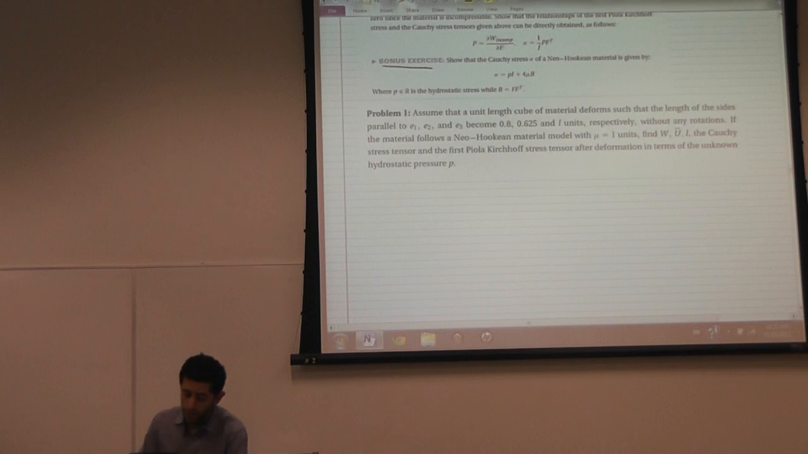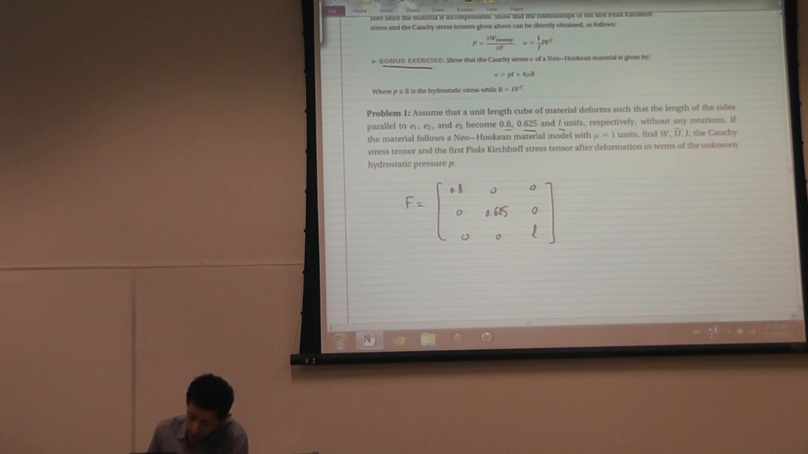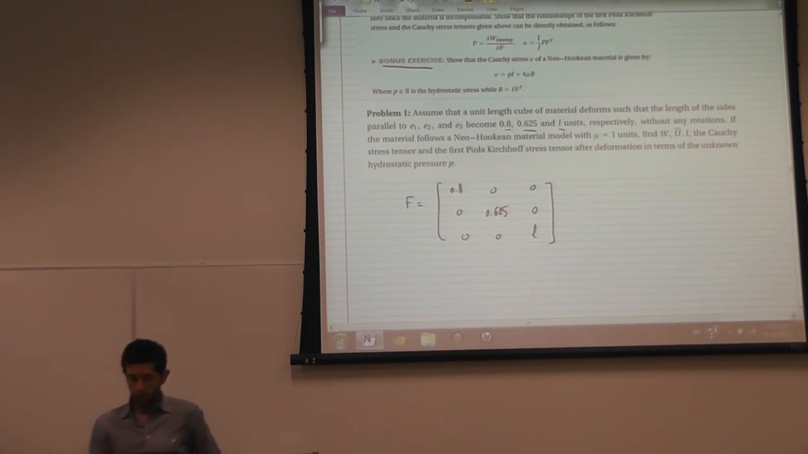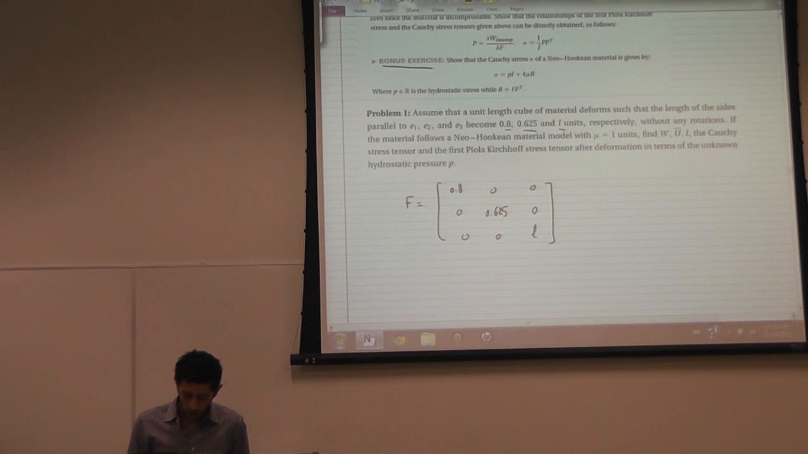So problem number one: we have a unit length cube of material that deforms such that the lengths of the sides become 0.8, 0.625, and L. So basically, the deformation gradient looks like this: 0.8, L over L naught, 0.625. This is the deformation gradient, and there are no rotations. So it's a simple motion with this deformation gradient.